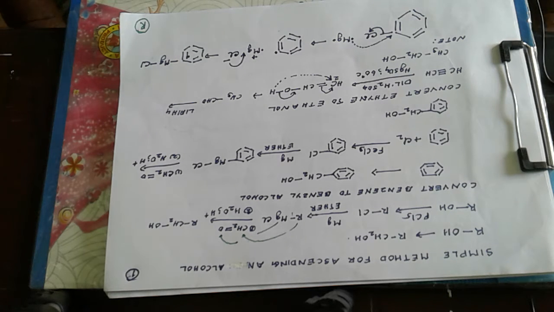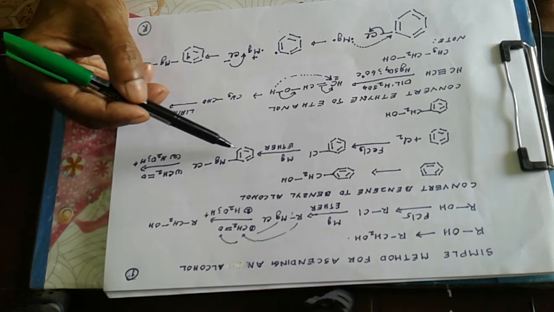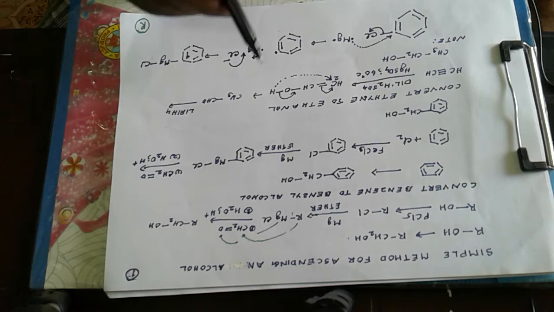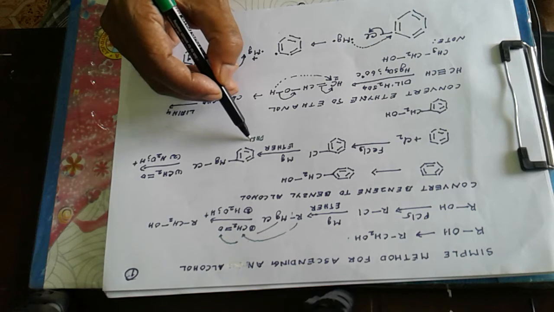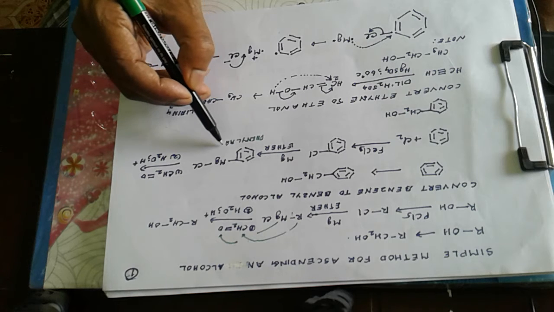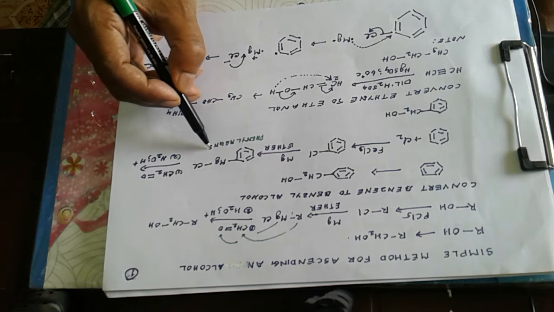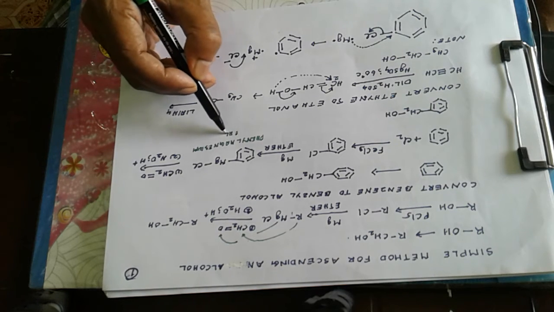Now how will you convert benzene to benzyl alcohol? For that, benzene is first of all chlorinated using chlorine and ferric chloride as the catalyst. We get chlorobenzene. Then with magnesium in ether, we get phenyl magnesium chloride. It's a Grignard reagent.